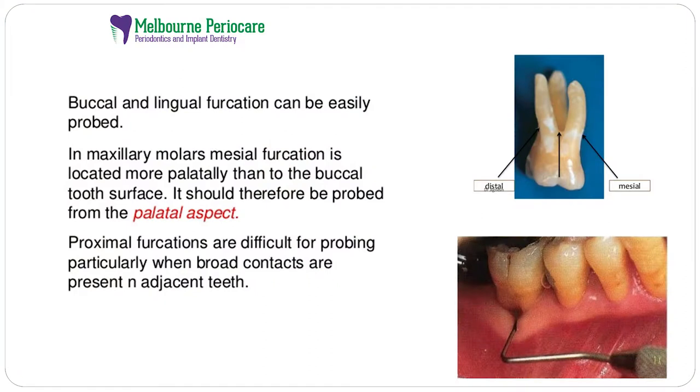In case of upper teeth, that means maxillary molars, the mesial furcation is actually located more palatally than to the buccal tooth surface, so it should therefore be probed from the palatal aspect. Proximal furcations are more difficult for probing, particularly when the contact points are very broad in between the adjacent teeth. So we know that buccal and lingual furcation are easily probed in the lower molars. That's not such a big problem. So we need to take care while we are probing the mesial or the distal furcation area of maxillary molars.